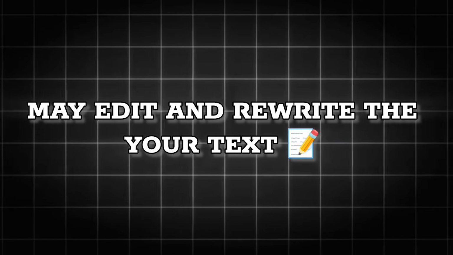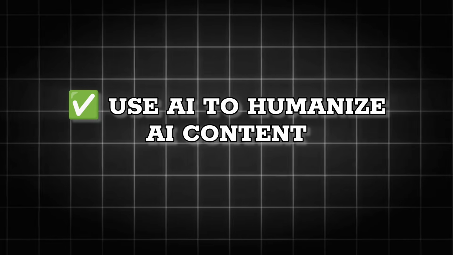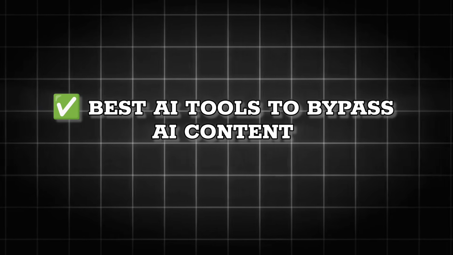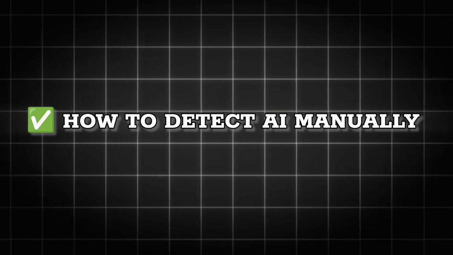So what's really happening? AI tools might edit or rewrite your text, but they all share the same structure, the same style, and the same digital fingerprint. Throughout this video, firstly, you'll learn how to use AI itself to humanize another AI's writing, then using the best AI tools that actually work for your content. And lastly, which is the most important part of this video, how you can actually do it yourself so you never have to depend on any paid AI humanizer again.